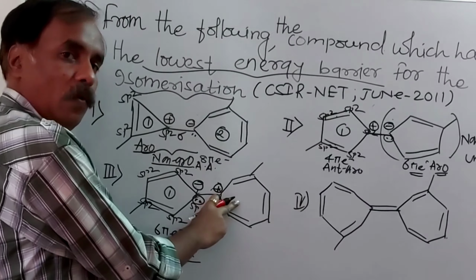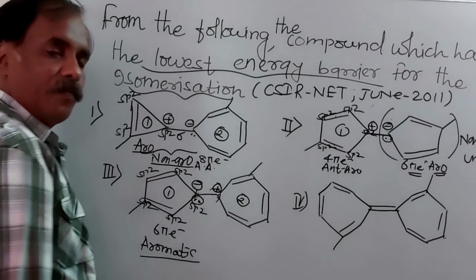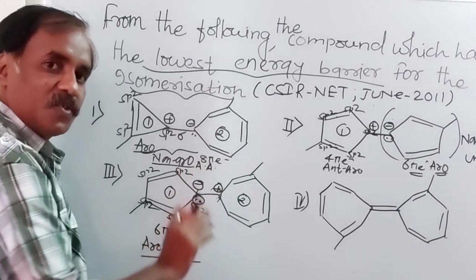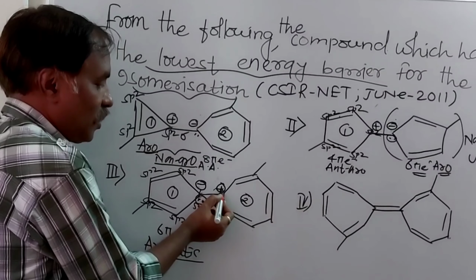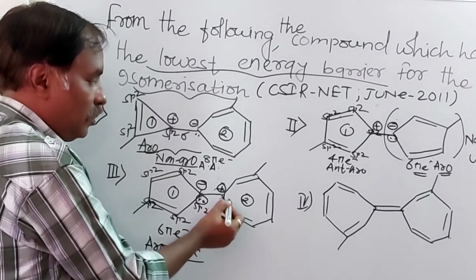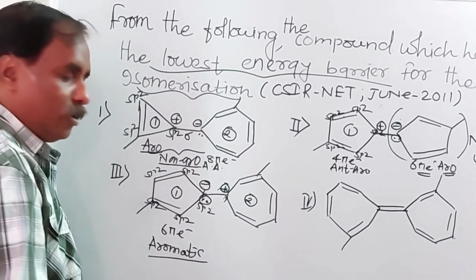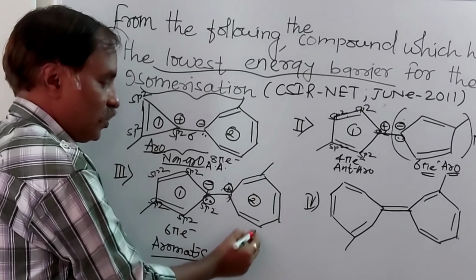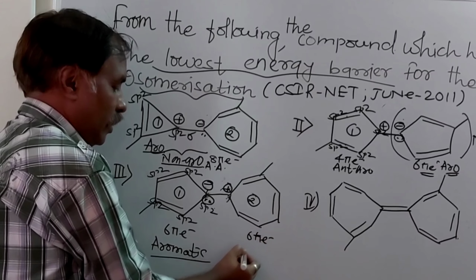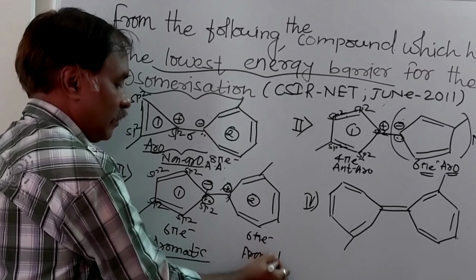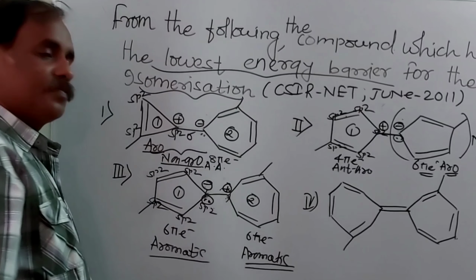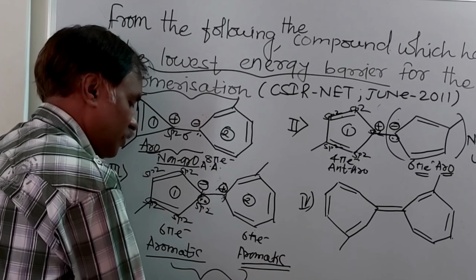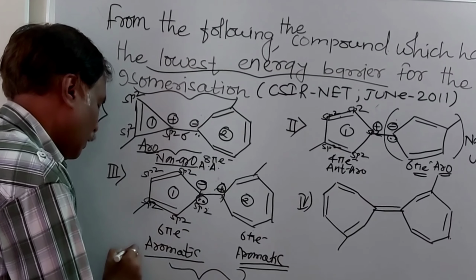Now go for ring number 2. Hybridization is sp2, sp2, sp2, sp2, and ring number 2 is also planar. This positive charge is part of the complete resonance, so delocalization is there. Total number of Huckel's electrons: 2 plus 2, 4 plus 2, 6. This is also aromatic, and the overall compound is aromatic. And this is highly stable.